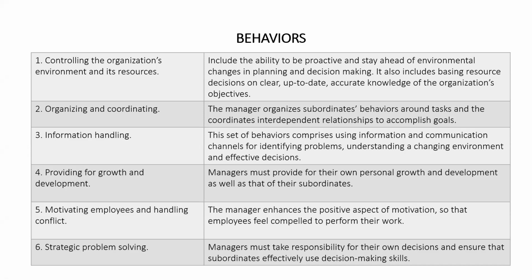So when we are looking at controlling the organization's information and resources, here we are specifically looking at the ability to be proactive and stay ahead of environmental challenges in planning and decision making. We all know that we are living in an environment that constantly changes, so we should ultimately be able to adapt. And adaptability is a skill that we need to be able to harness in the 21st century. When we're looking at organizing and coordinating, managers need to be able to organize their subordinates around specific tasks and also coordinate independent relationships in the workplace in order for us to achieve our goals.